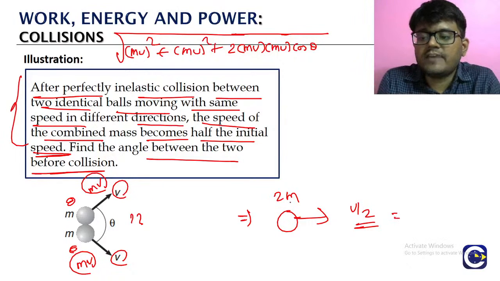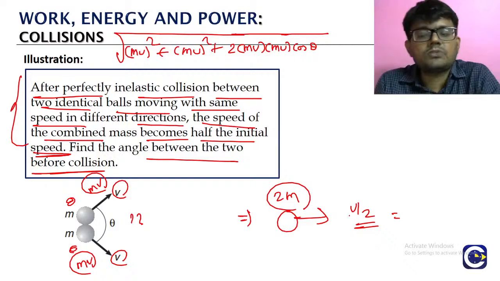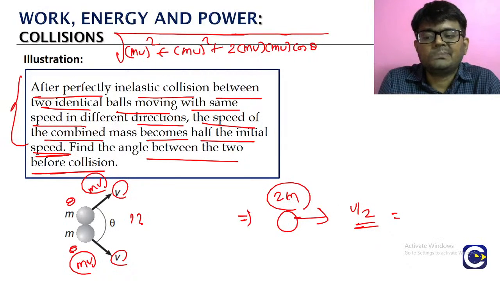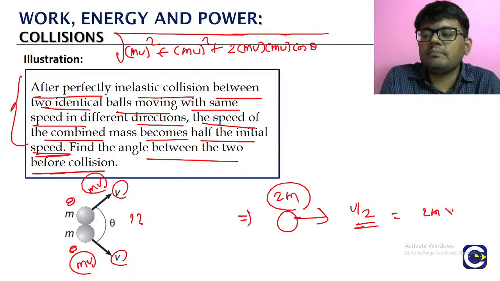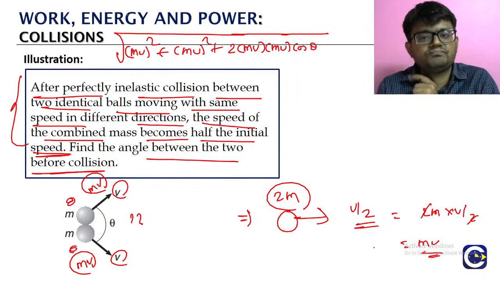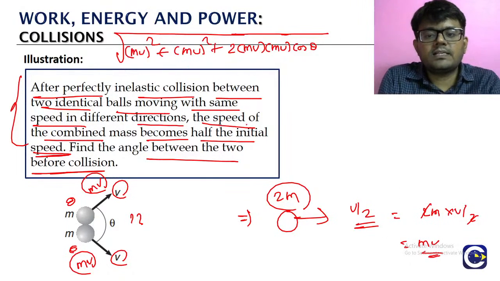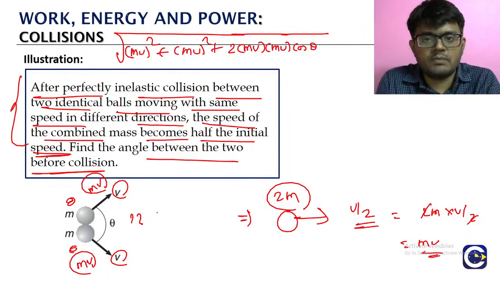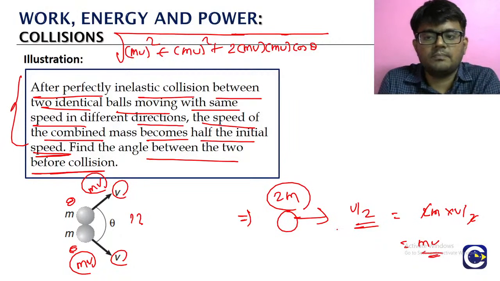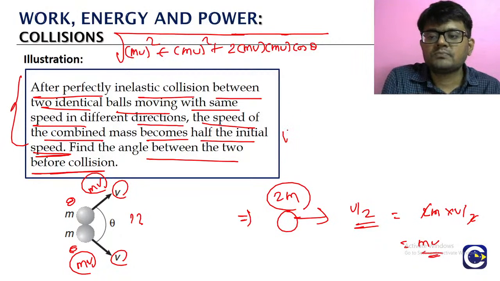Look here, what is the final momentum? 2m is going with a velocity v by 2. What is the momentum? 2m into v by 2, that is mv. So the resultant momentum initially, of both the particles, is equal to the final momentum. Equate them, what will you get?